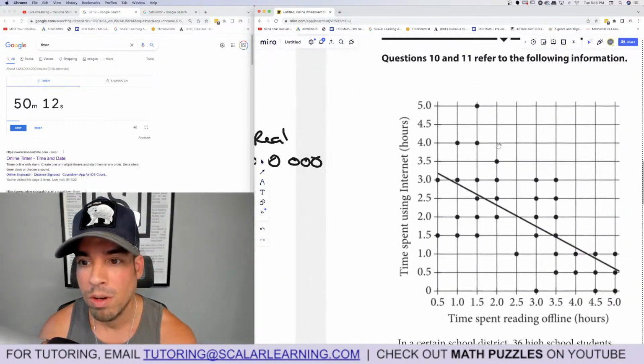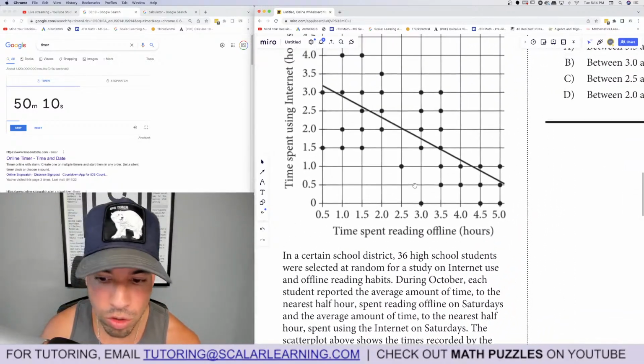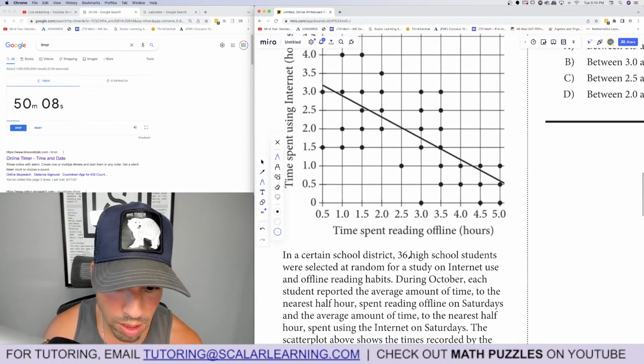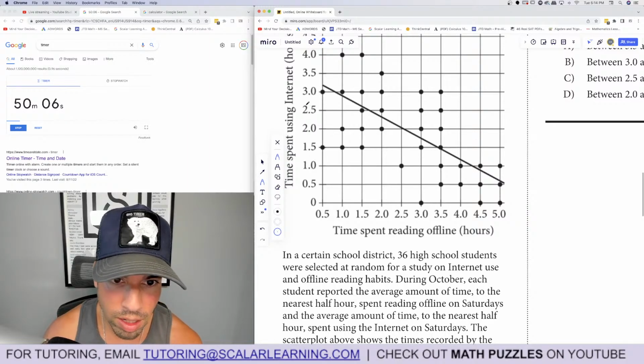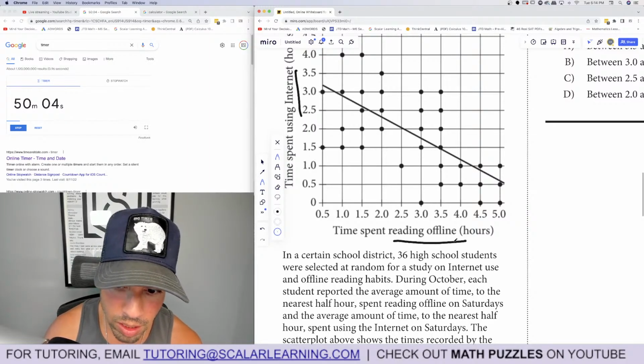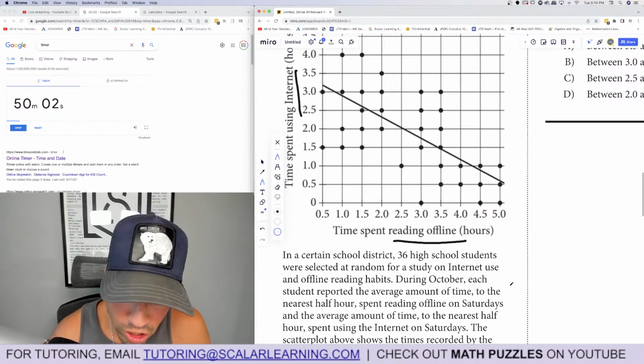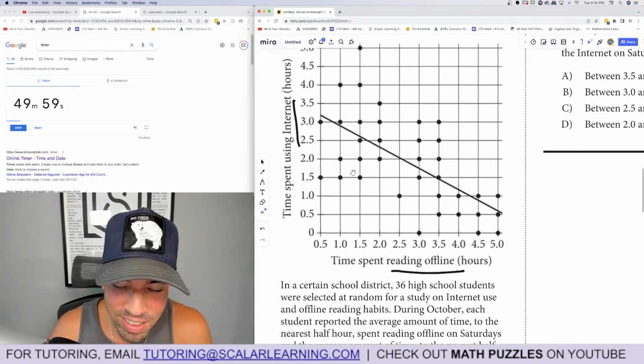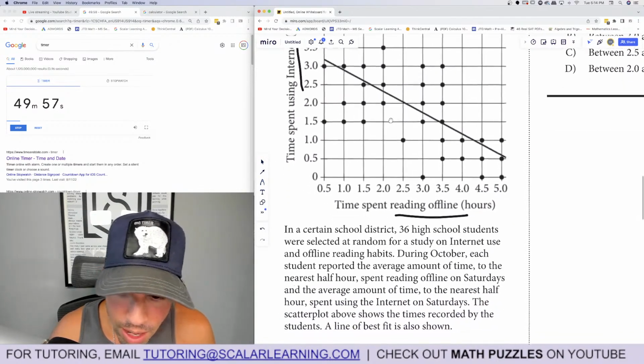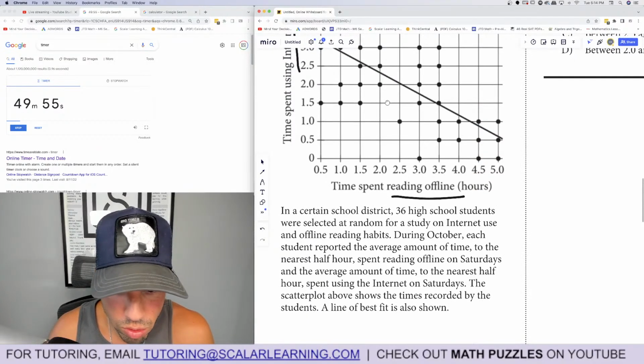That's it. Number 10. In a certain school district, 36 high school students were selected at random for a study on use of internet and reading. I think I remember this question. Yeah, I remember this question. This is the one question I actually almost got wrong when I took it. So you'll see why.